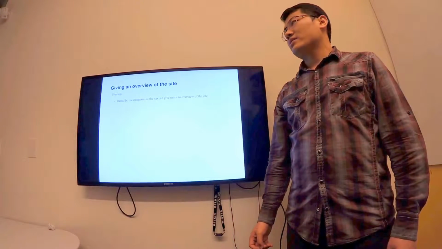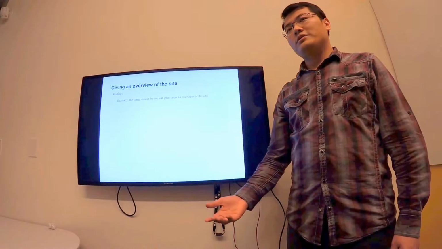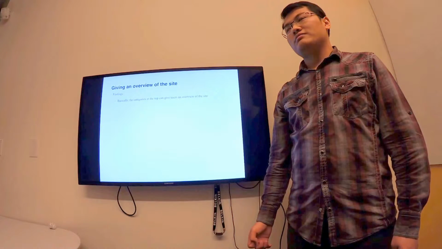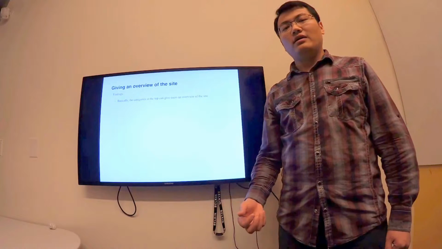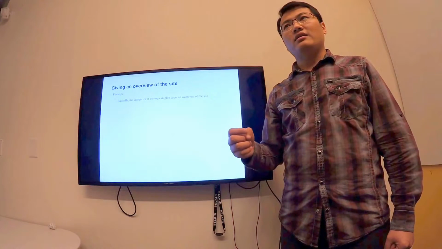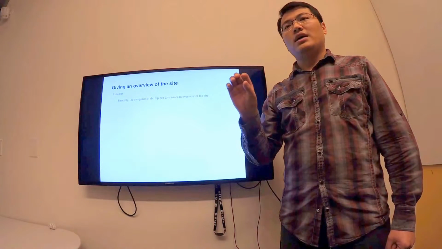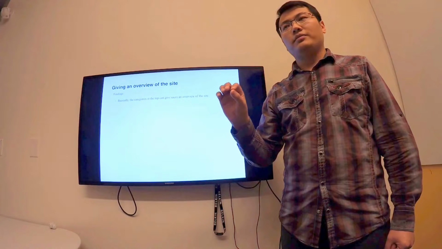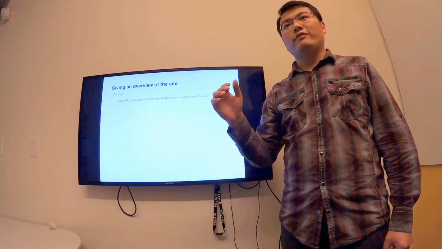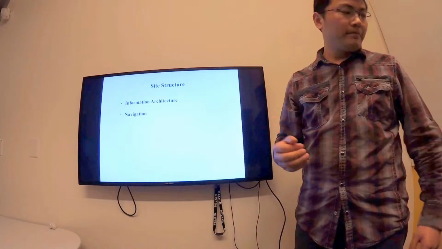And the last one is giving an overview of this website. Up to this point, users can find the top categories, 7 categories, which are useful and give a basic overview of this website.